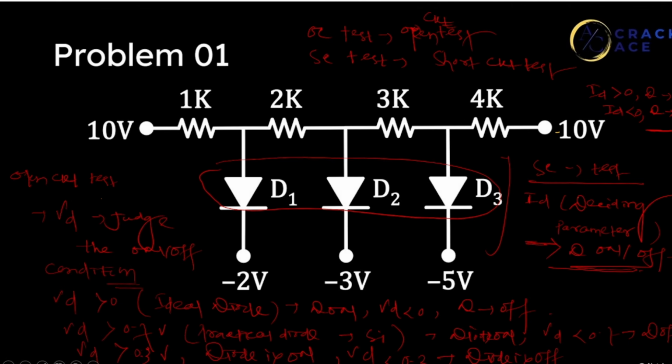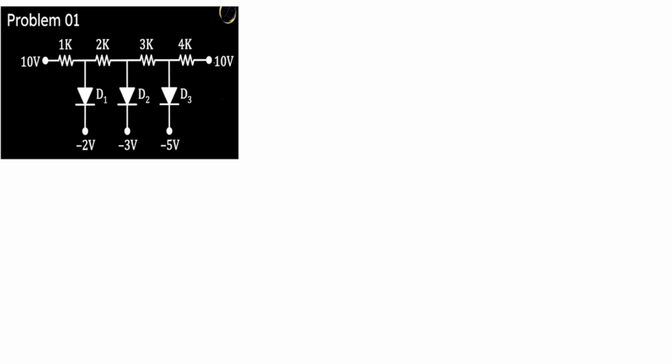So let's apply these basics to solve this question. As you can see, 10 volt is applied at one node and minus 10 volt is applied at another node. You can consider any test to solve this question. Initially, we have to take an assumption. Let's assume D1, D2, and D3 are off. We have to assume something; you could consider them on, but I am considering them off for ease of calculation.